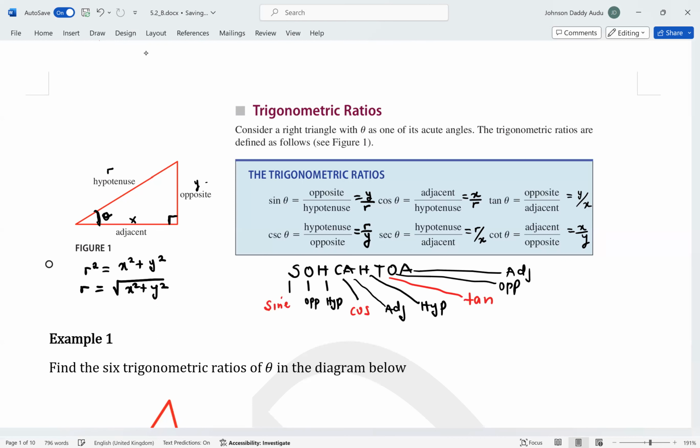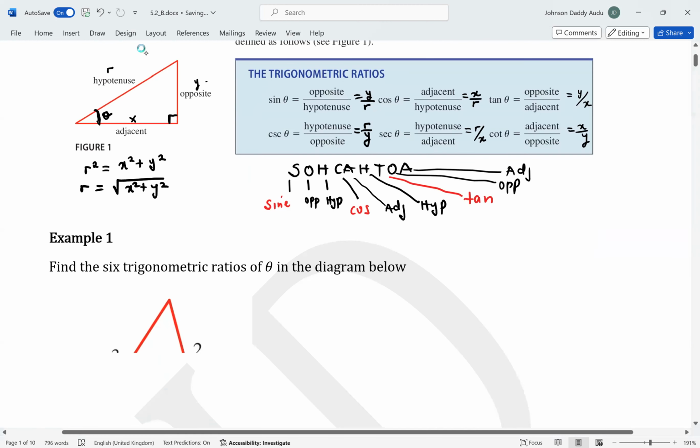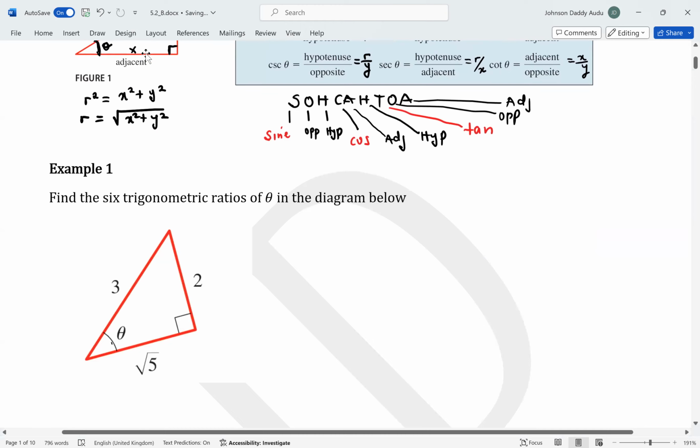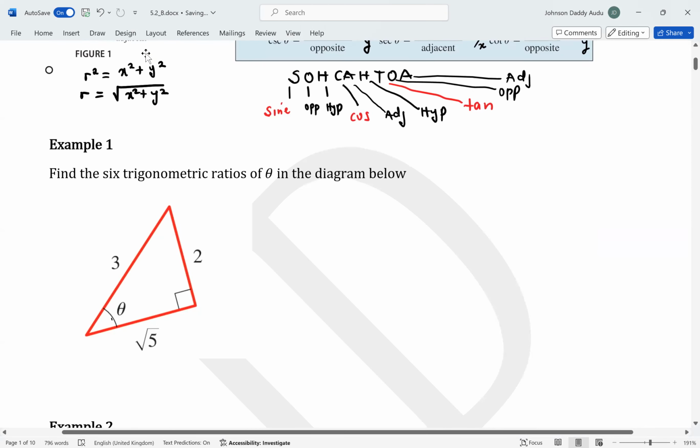All right. So let's look at example 1. Example 1 is that we want to find the 6 trigonometric ratios of theta in this diagram. So what we need to do is identify where our opposite, hypotenuse, and adjacent are. The side that is opposite to the right angle is usually our hypotenuse. So this is our R.